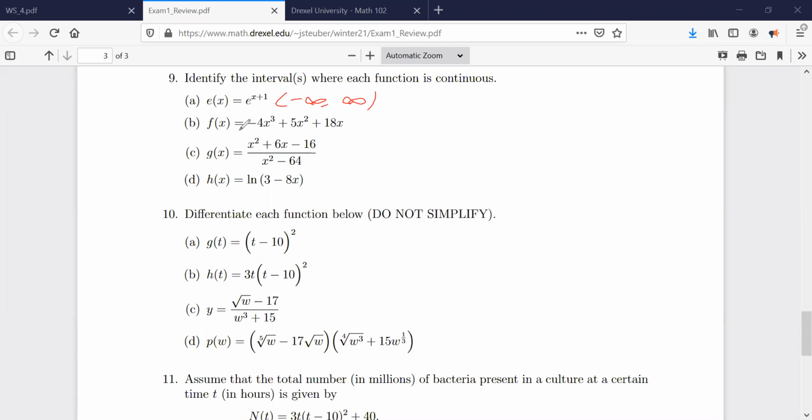Cool. So we get something similar going on here. It's just a rule I've mentioned a few times. Polynomials are continuous everywhere. We can plug in any value into a polynomial and we'll get a real valid value out. So there we go. What about this guy? What is going to break him?